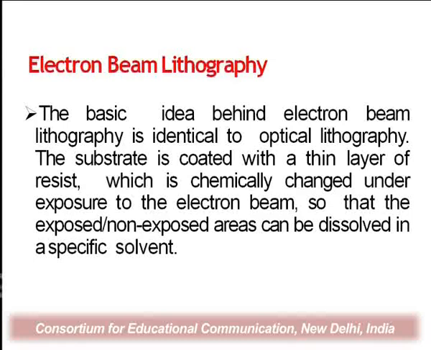We take the wafer, and a layer of resist is developed. Previously we used the photoresist; here we use the electron resist. The layer is developed on the surface of the wafer and exposed with the electron beam. So the exposed and unexposed areas can be dissolved in a specific solvent. The process is the same. We prepare the resist on the wafer and then by electron beam we create small devices on the wafer.